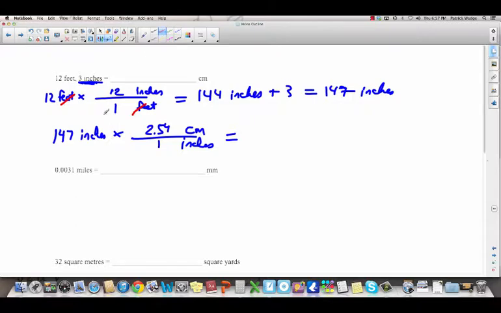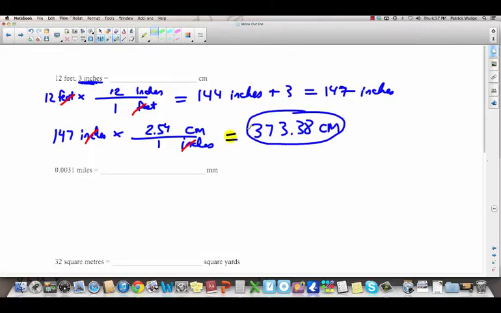The inches are gone. Multiply 147 times 2.54 and you will get 373.38 centimeters. And guess what? This time you actually do get to put an equal sign there because it does equal, since we used the 2.54. Not a big deal if you don't put the equals or approximately equal to. I'm not quite that strict with you.